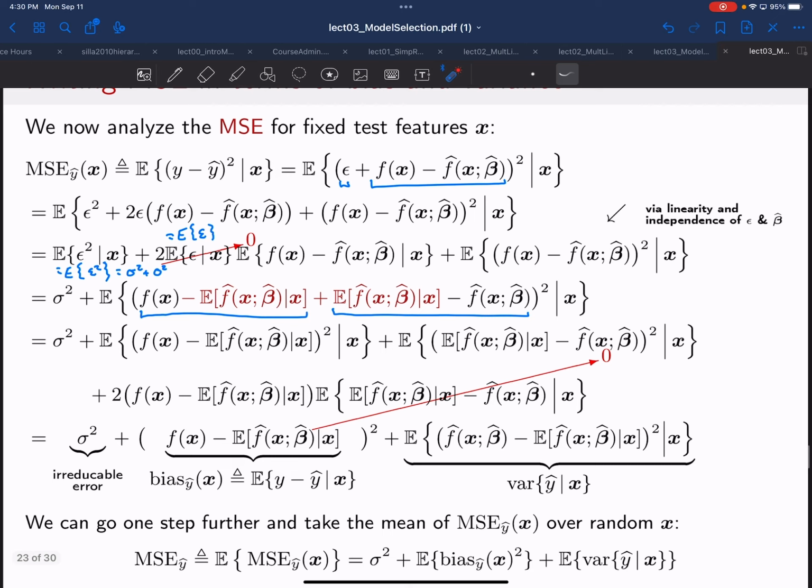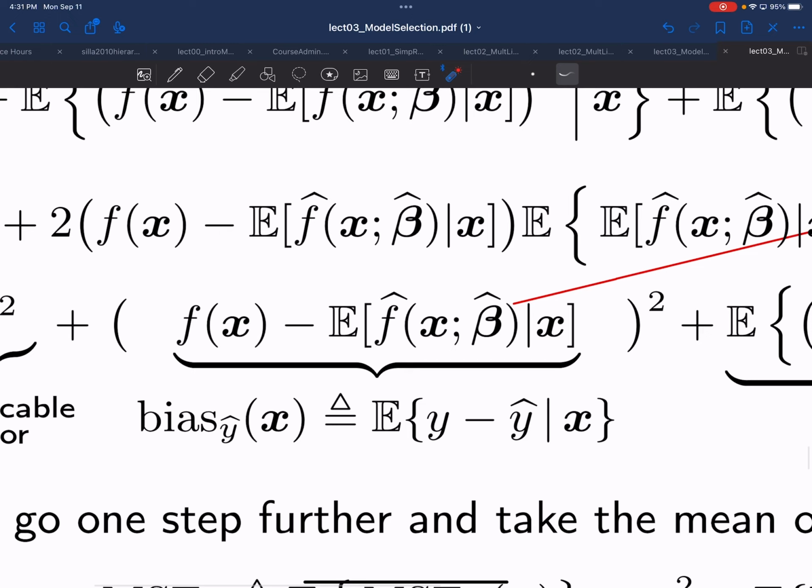Are there any questions about anything here? Yes. In the bias term, when you have written f of x minus expected value of f hat as expected value of y minus y hat, where is the noise term epsilon? Because y is technically equal to f of x plus epsilon, right? Right. Okay, let's look at it.